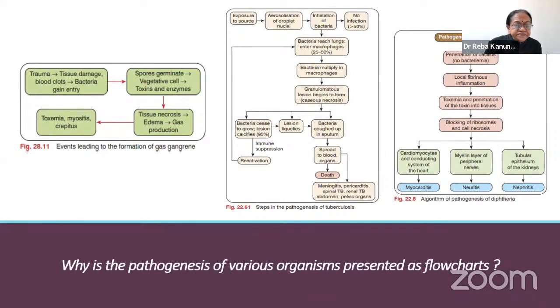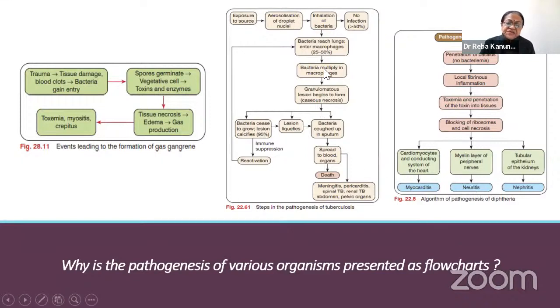Now, next was, why is the pathogenesis of various organisms presented as flowcharts? This was another major question. Now, the flowchart makes it easy. It's a kind of visual impact for the student to remember, let's say, the events leading to the formation of gas gangrene. So it's easy for them to understand that there is trauma followed by tissue damage, then the bacteria gains entry, then the spores germinate, and then tissue necrosis, edema, etc. occurs, which leads to toxemia, myositis, and crepitus. The same way for tuberculosis and for diphtheria.